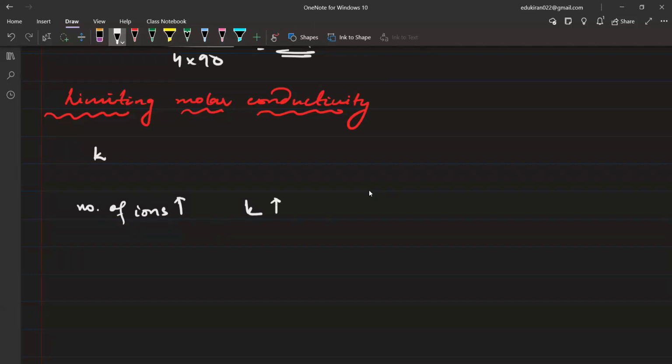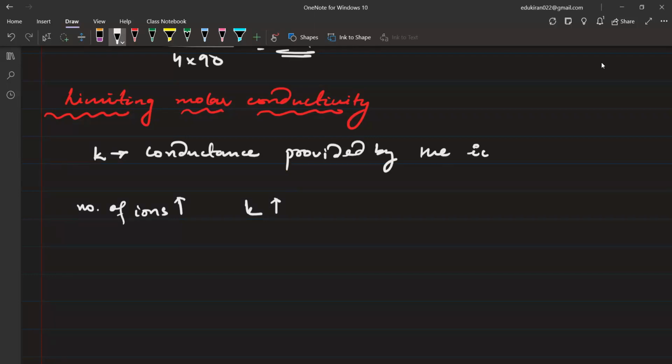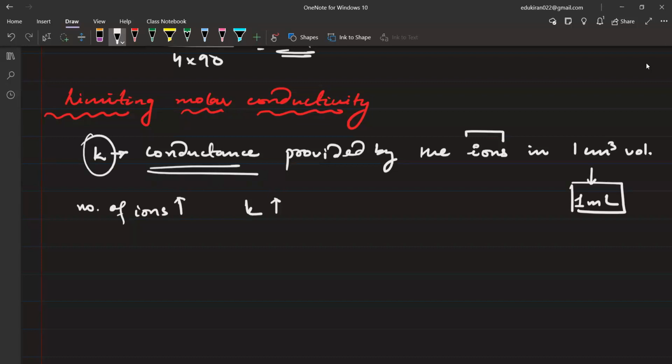Right? Fine. And see, conductivity is defined by the conductance provided by the ions in 1 centimeter cube volume. So whatever ion is present in 1 centimeter cube, which is also 1 ml, no matter how much ion is present, whatever conductance they are bringing, that is the conductivity. Got it? Yes or no? Please tell me. Yes, sir.